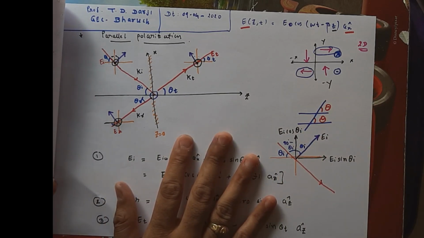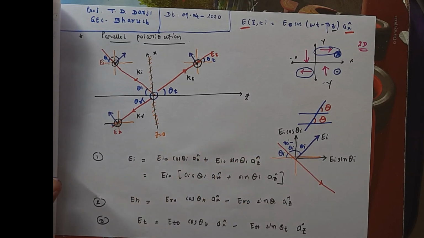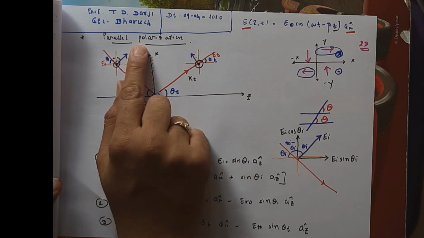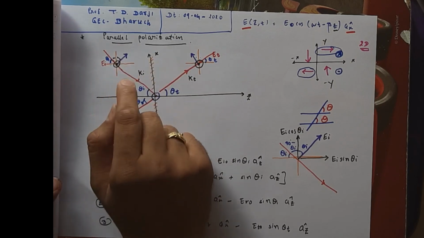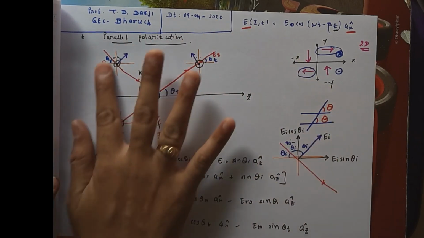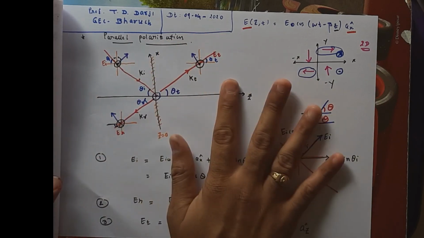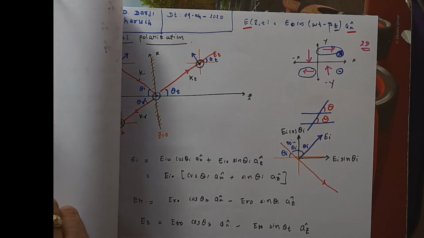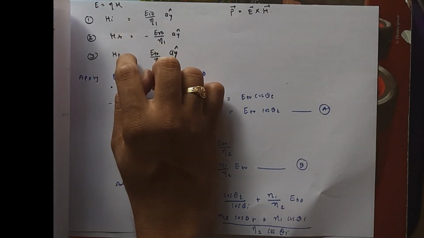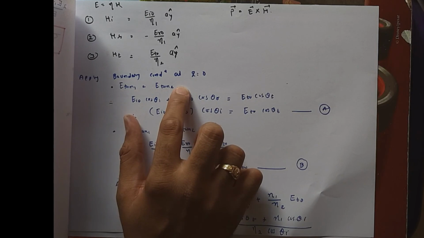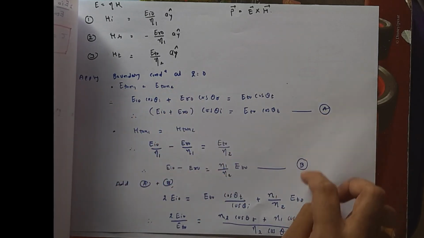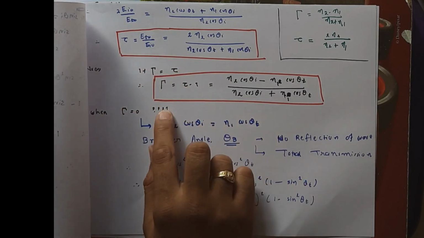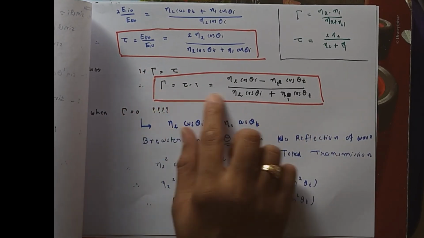Now again we will quickly revise what we did in today's lecture. In today's lecture we discussed what parallel polarization wave is. Parallel means here the electric field is parallel to the plane of incidence. According to that, we derived the equations for EI, ER and ET. Based on that, we derived the equations for HI, HR, HT. We applied the boundary condition that tangential components are the same. We added these two equations, and finally we got the transmission coefficient and the reflection coefficient.